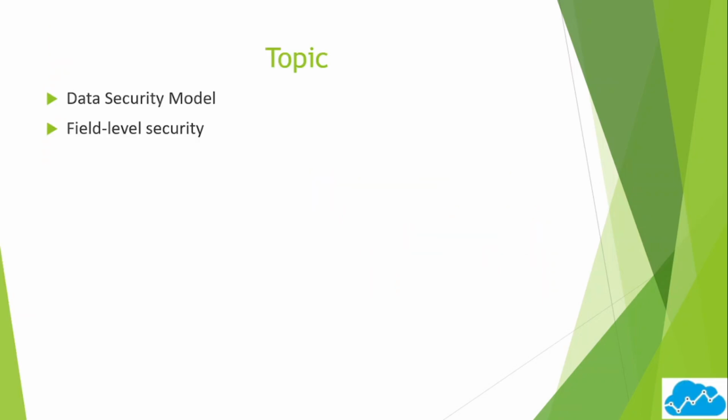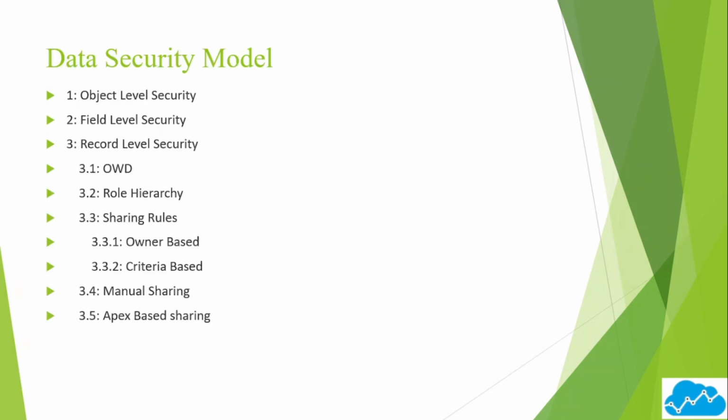So the topic we are going to cover in today's session is the data security model. In that we are going to see field level security. We had already seen security controls. In the security controls we had seen organization level security and data level security. Organization level security is already completed. In data level security we had seen object level security in our previous session. Today we are going to see field level security.